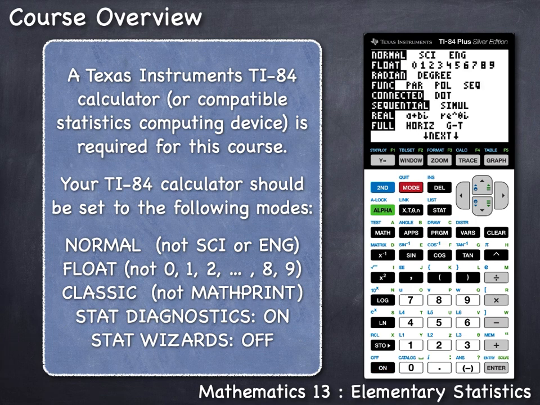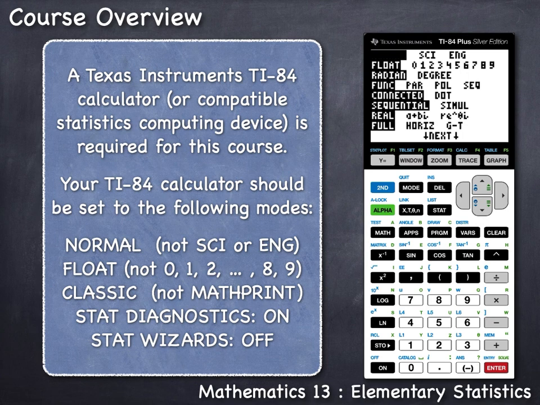And now you need to ensure that the normal mode is selected. We know this because the blinking icon is on the normal command, and to select it, we press the enter button. We do not want the SCI, or scientific mode, or ENG, engineering mode, to be selected. Then to navigate around the menu, we could use the arrow buttons.